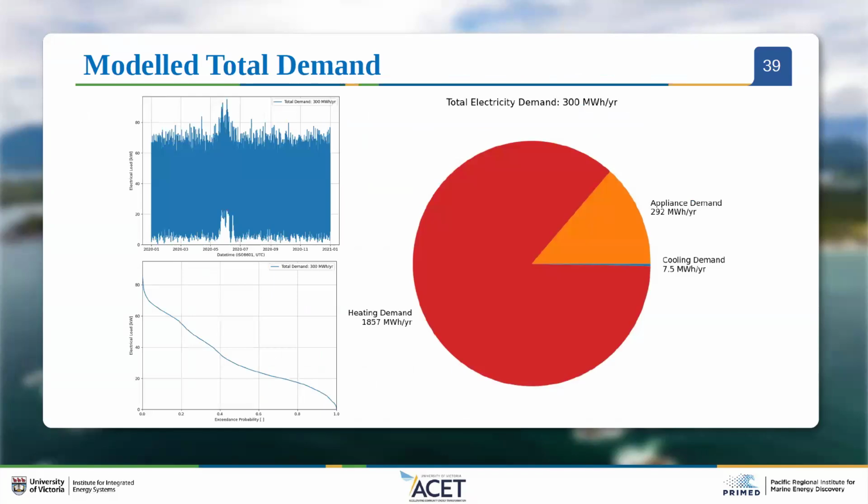So the modeled total demand here, on the left, that's just electricity. On the right, it's everything. So we can see the appliance and cooling demand. For this example, that's being taken to be electric. The heating demand is not. That'll be satisfied by the district heating system, but the heating load is the lion's share of the total annual demand.